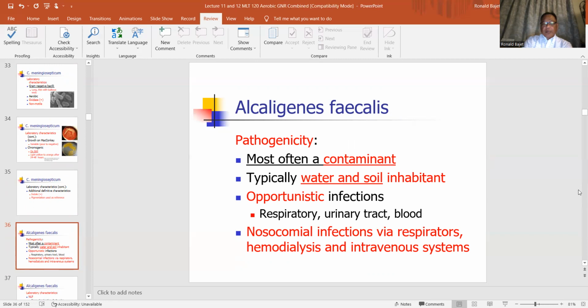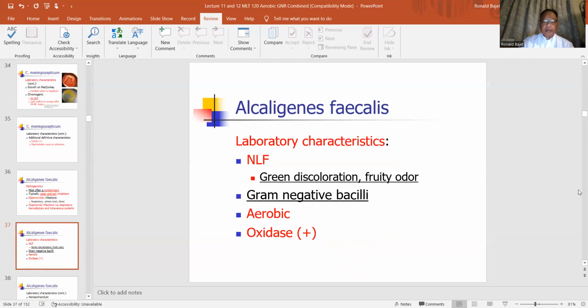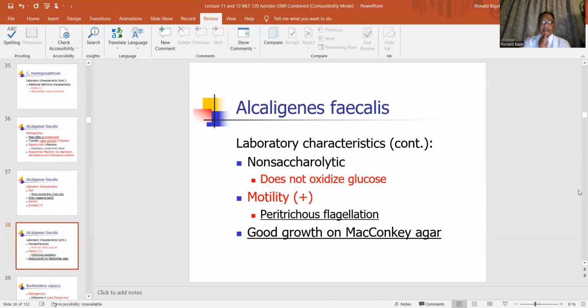Alcaligenes faecalis is most often a contaminant as well, typically found in water and soil, and can cause opportunistic infections: respiratory, urinary tract, and blood. Nosocomial infections occur via respirators, hemodialysis instruments, and IV systems. It's a non-lactose fermenter, aerobic and oxidase positive. Alcaligenes faecalis does not oxidize glucose. It's motile.